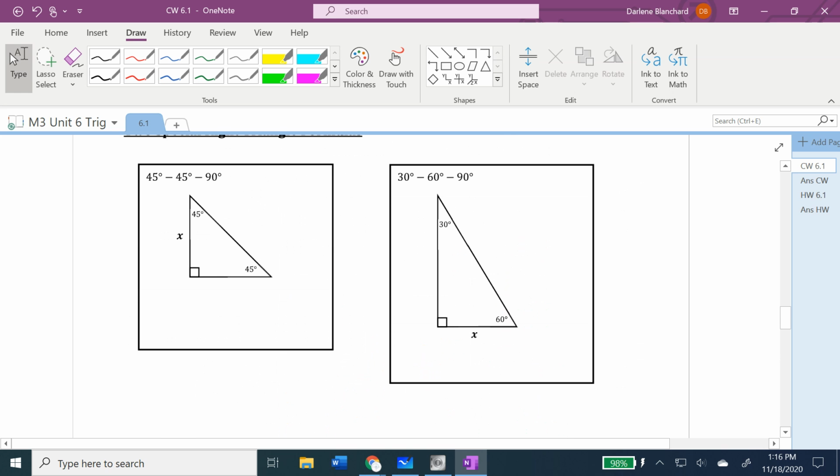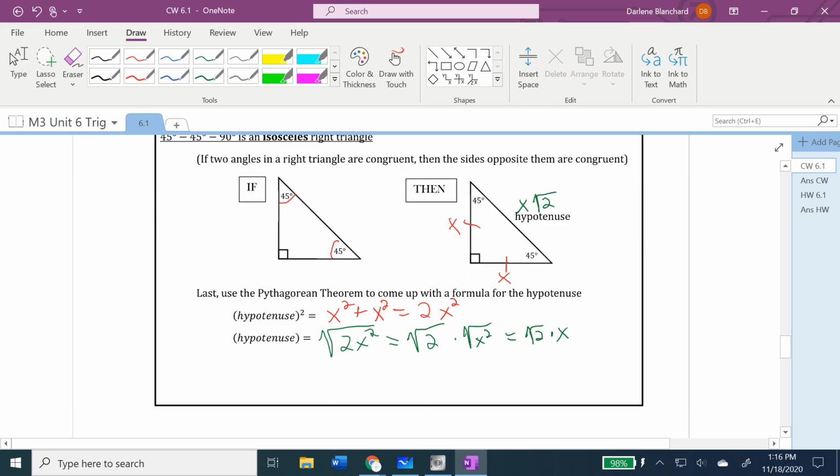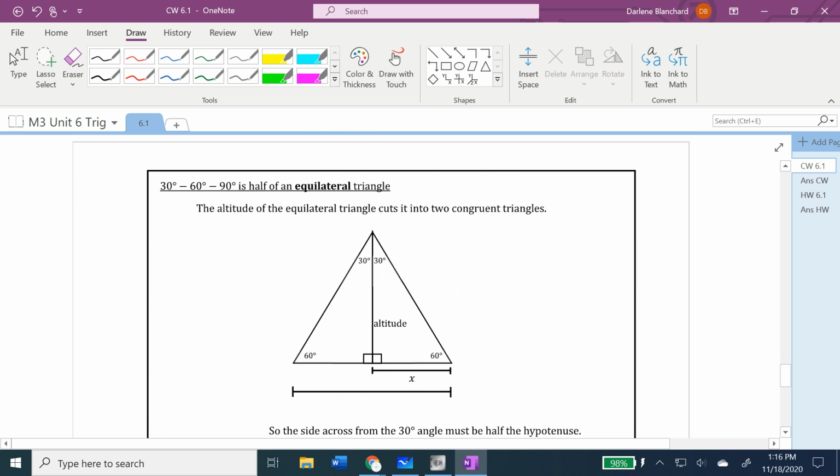Let's come back up here, go back a little bit, and now on the first triangles, let's put x and x times the square root of 2. For the 30, 60, 90, I have the unknown side sitting across from 30 because that makes our formulas easier. It allows us to have formulas that aren't fractional. So here we go.